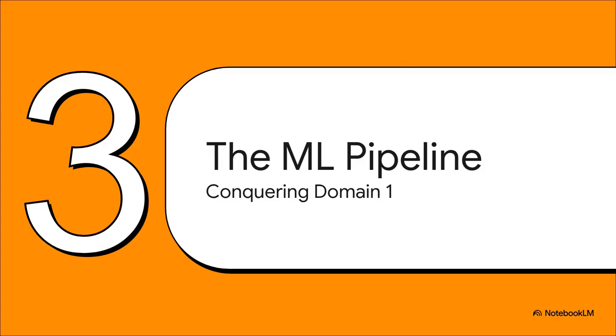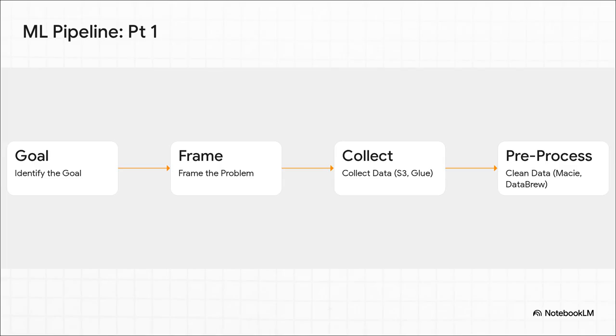This is exactly how we're going to conquer Domain 1. Let's trace the journey of an ML project. Step 1, you identify the goal to actually meet a business objective. Step 2, you frame the problem, like figuring out what kind of model you even need in the first place. Step 3 is collecting the data. Now, our sources emphasize this data usually lands in Amazon S3, and you'll probably use AWS Glue for that whole ETL process. Extract, transform, load.